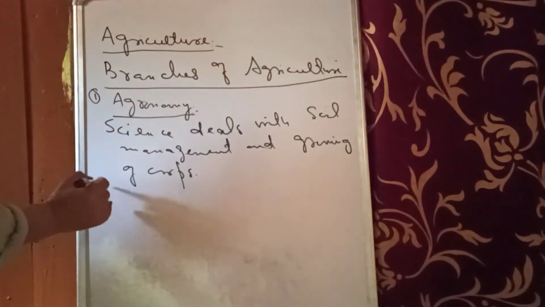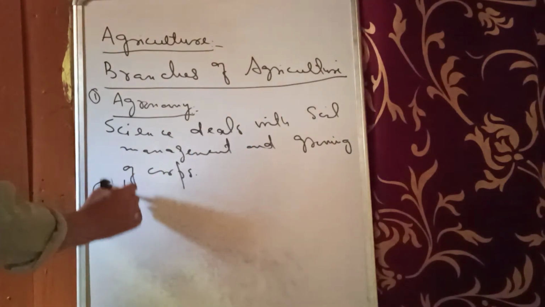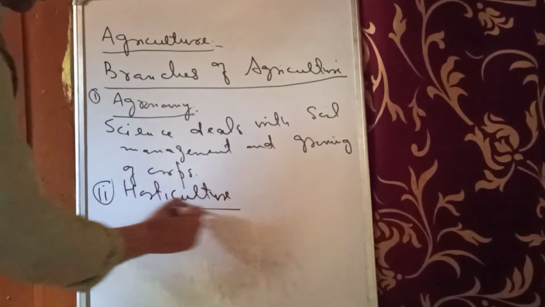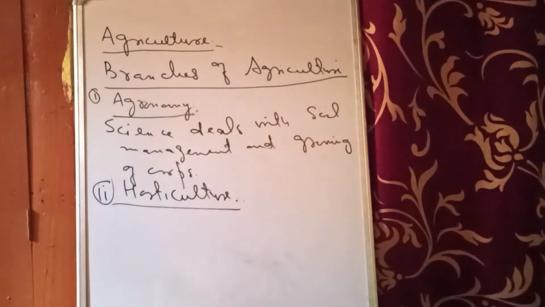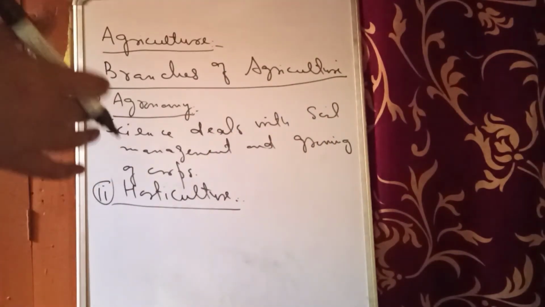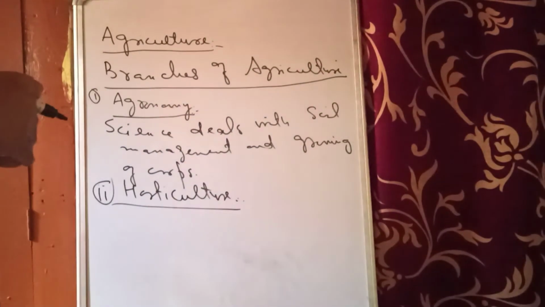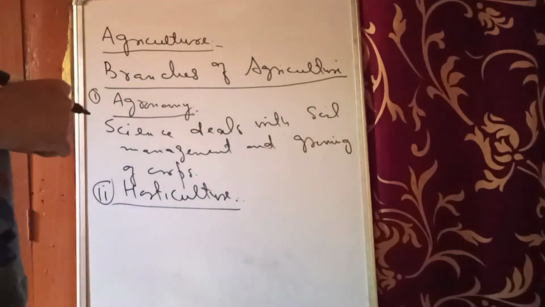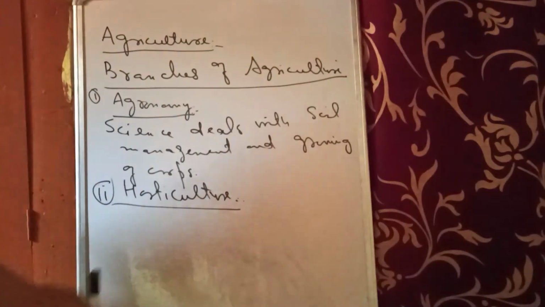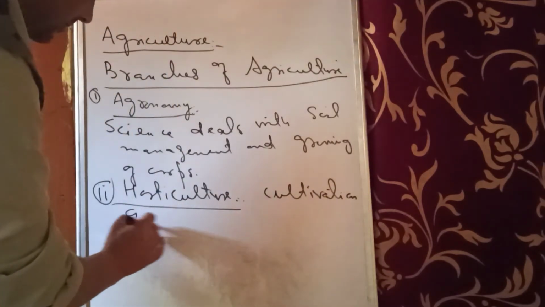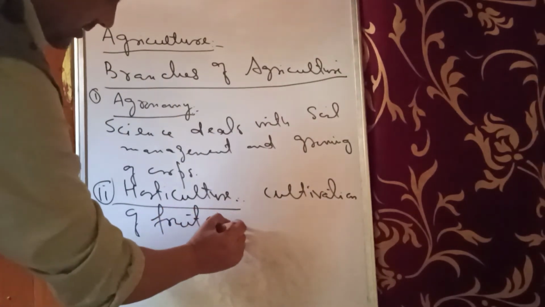Another branch of agriculture is horticulture, hortus and cultura. What is horticulture? It is simply the cultivation of fruits. You know that Kashmir is famous for apples. It is a very important activity or practice of the people of Kashmir. We get a huge economy from this sector. So horticulture is simply the cultivation of fruits and vegetables.